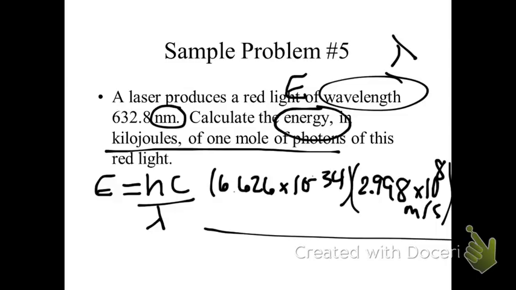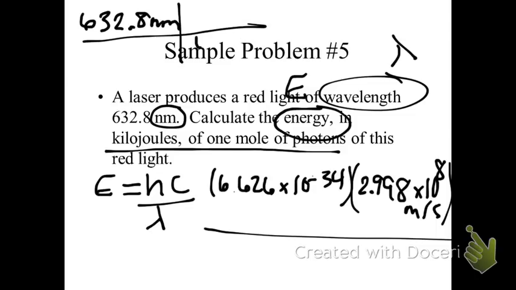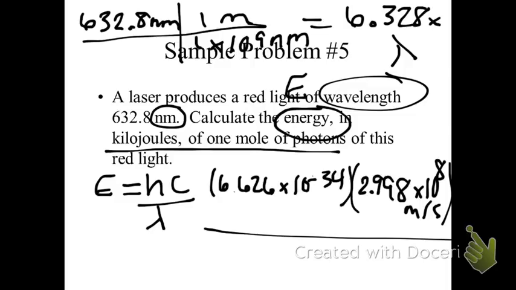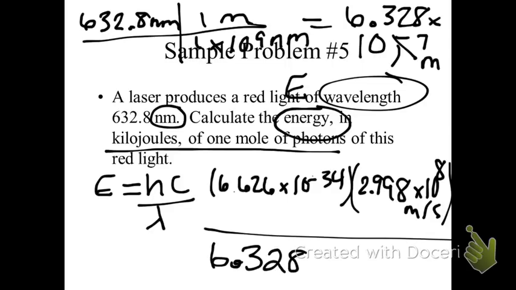And remember, on the bottom, you have to put your wavelength, but you need to convert it to meters first. And remember, there are 1 times 10 to the 9th nanometers in a meter. Now, when you take 632.8 and you divide it by 1 times 10 to the 9th, you get 6.328 times 10 to the negative 7th meters. And I'm sorry, it's very tight. 6.328 times 10 to the negative 7th meters.